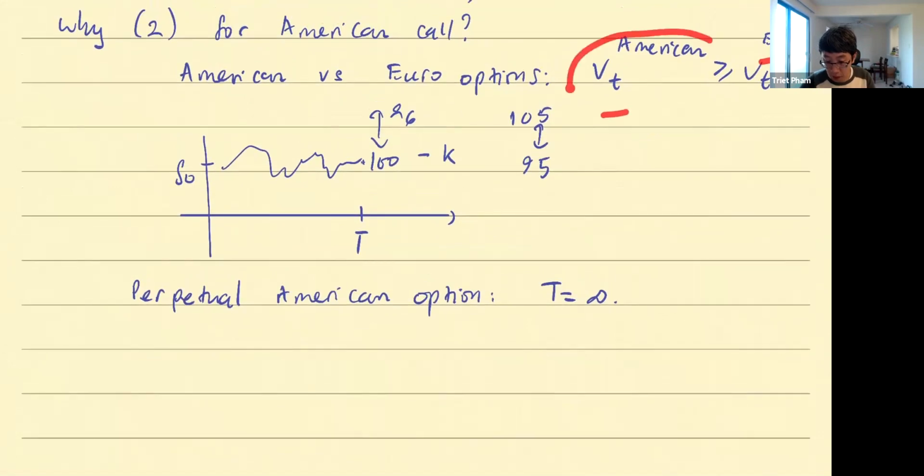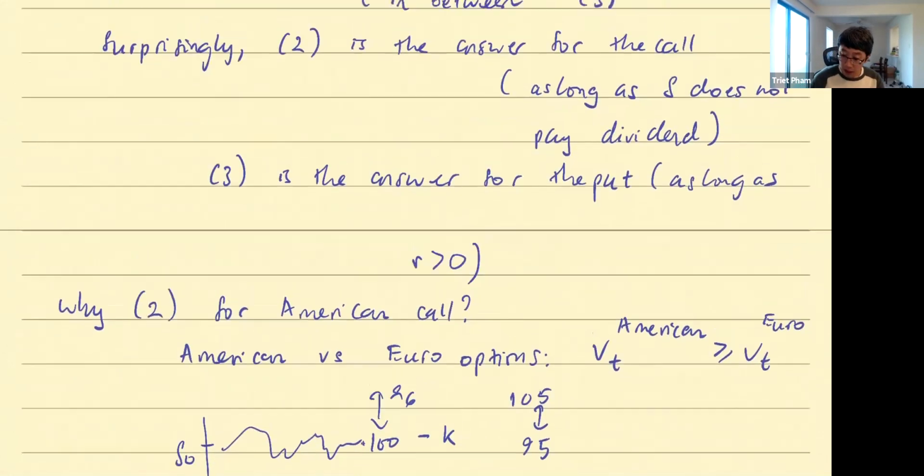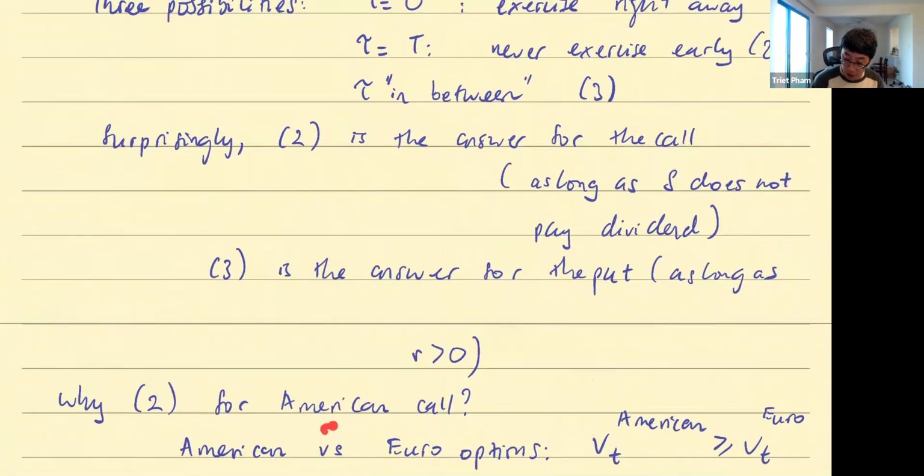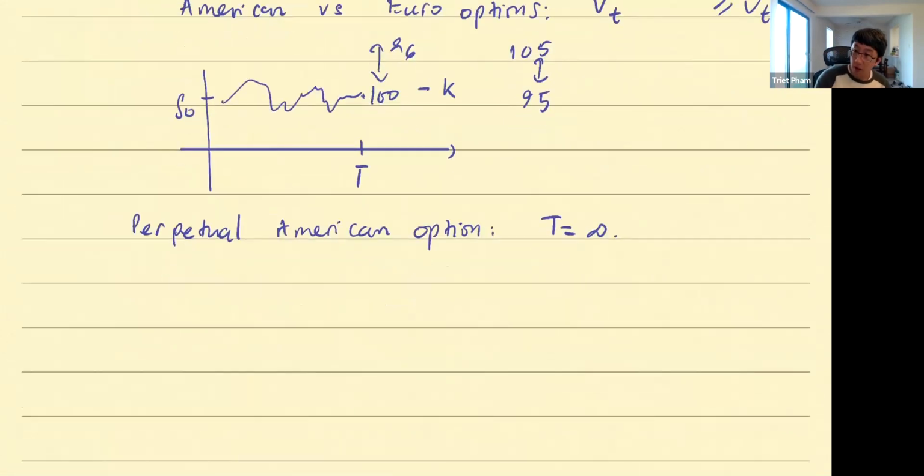And so if you have an American option, its value will never be worse than the European option. So what we're saying, if 2 is always the answer for the American call option, do you see what we're saying? We're saying that the American call is always equal to the value of the European call. That's all we're saying.